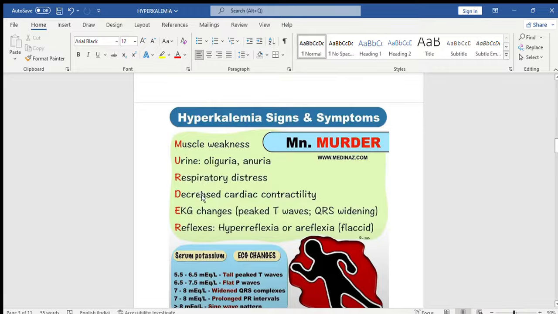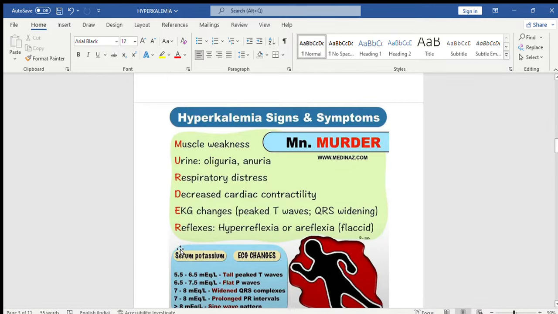D, because the cardiac myocyte is put under a lot of stress, it's going to go into an exhaustion phase resulting in decreased cardiac contractility. E stands for EKG or ECG changes, which we will see in detail. R for reflexes, which can be either hyperreflexia or flaccid paralysis or areflexia. So for signs and symptoms, we have a very important mnemonic, MURDER. M for muscle weakness, U for urine, oliguric or anuric phase, R for respiratory distress, D for decreased cardiac contractility, E for EKG changes, and R for reflexes, which are either hyper or areflexia.